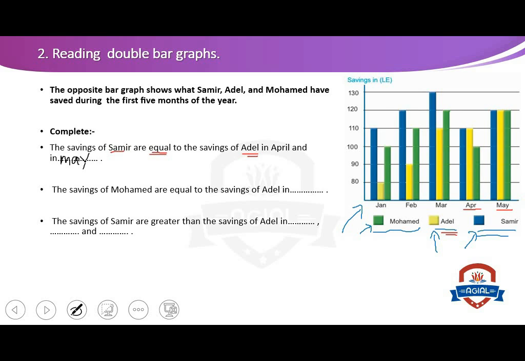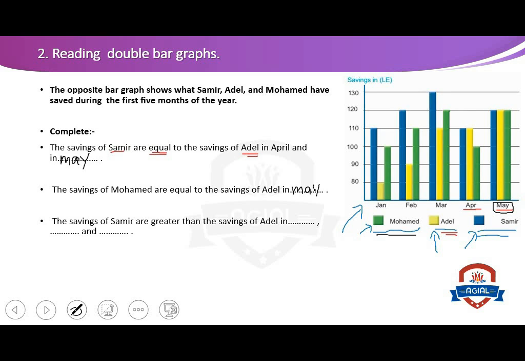And in the second sentence we have the savings of Muhammad are equal to the savings of Adil in... So Muhammad is colored with green and Adil colored with yellow. So we have to search in which month the green bar and the yellow bar are equal. We notice that in May the green bar and the yellow bar are equal. So the savings of Muhammad are equal to the savings of Adil in May.